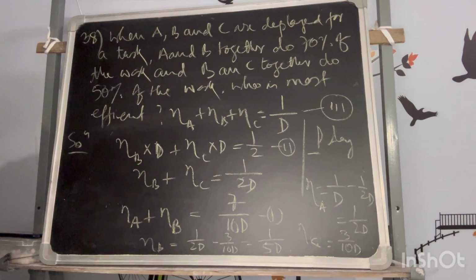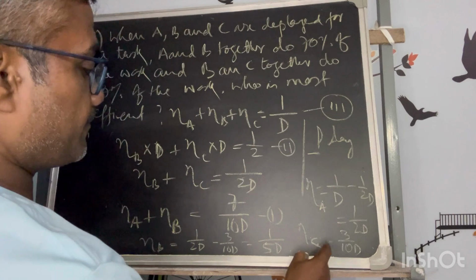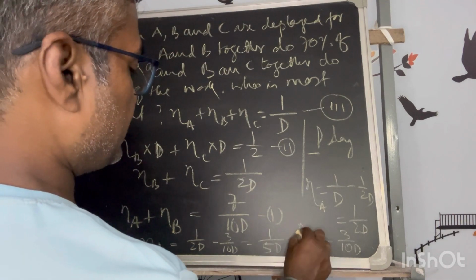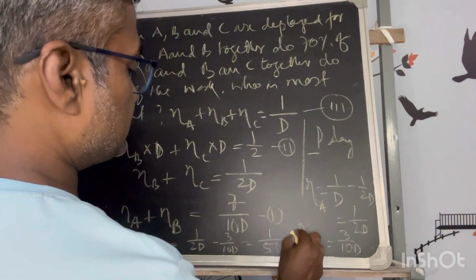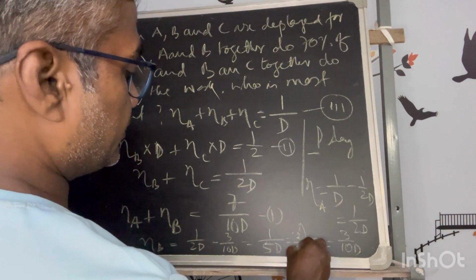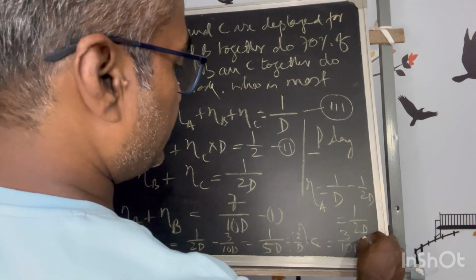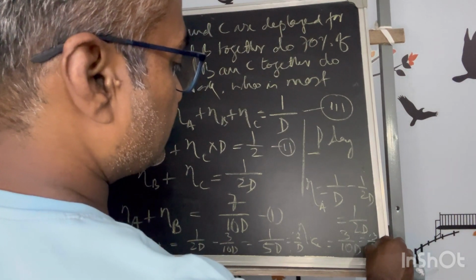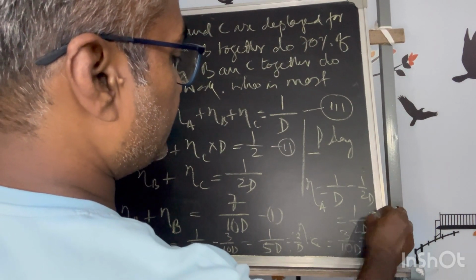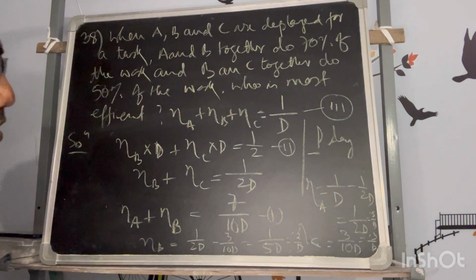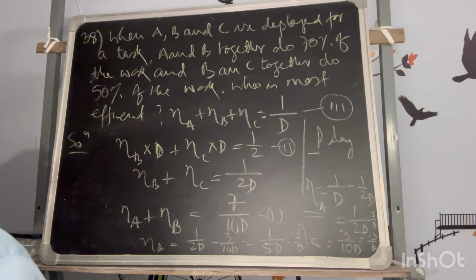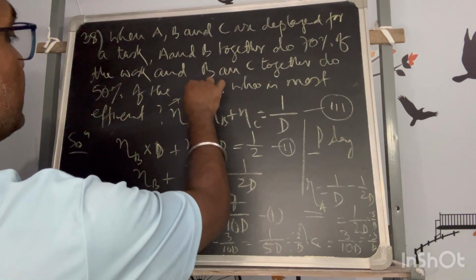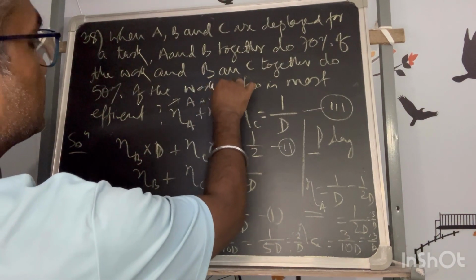Now you can compare. If I put it in decimal, 1 by 5 means equal to 0.2 by D. This is nothing but 0.3 by D, and this is equal to 0.5 by D. So the most efficient is the one having the higher numerator. So efficiency A has the highest. The most efficient is A.